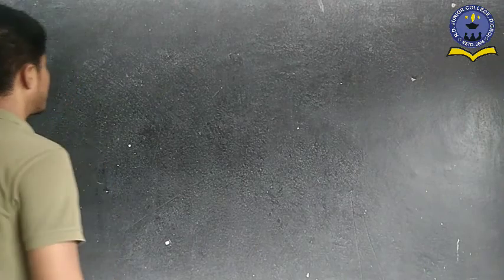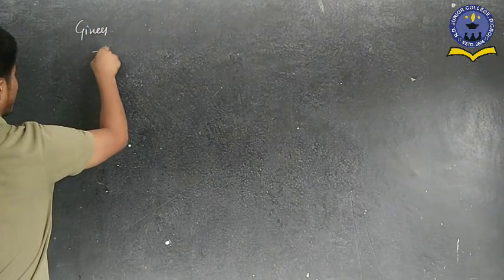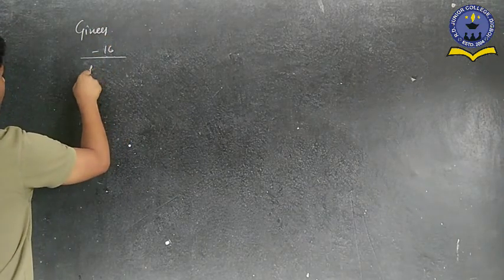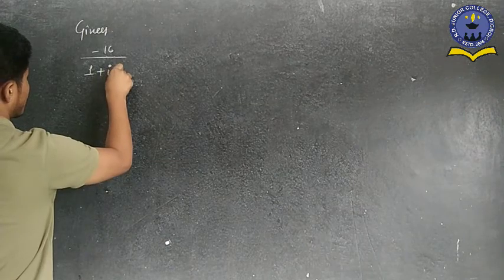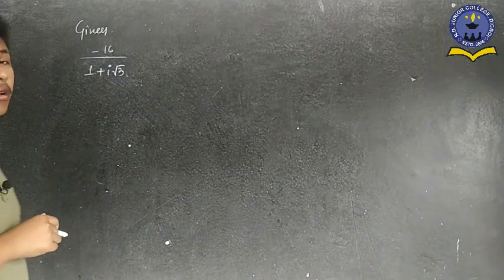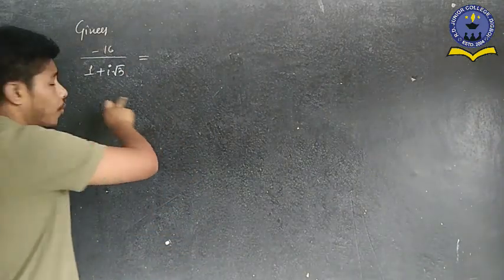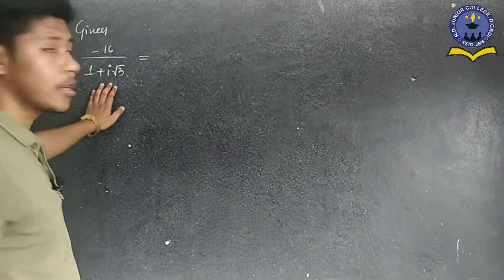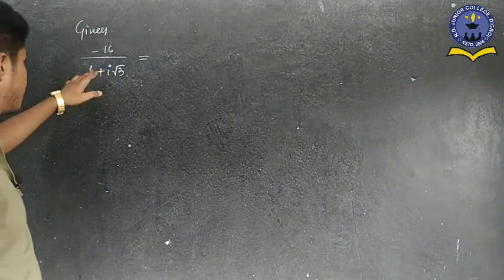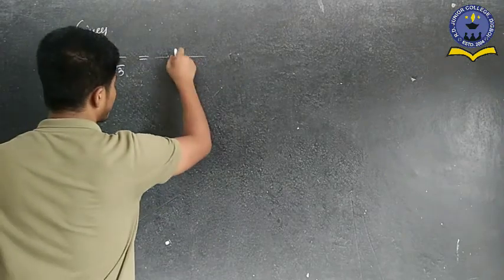So now the complex number is given as minus 16 by 1 plus i root 3. This one is not given in proper form, so we have to convert it. For that reason, we have to multiply it by its conjugate. So that's why we have to multiply it by its conjugate.